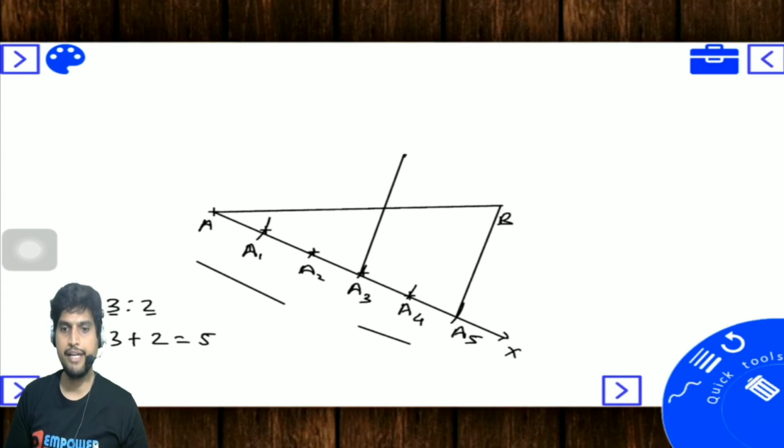Thus, we have divided the line into 3:2 ratio. Let's call this point as C. So AC upon CB will be 3/2.